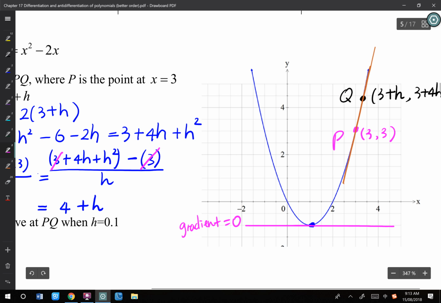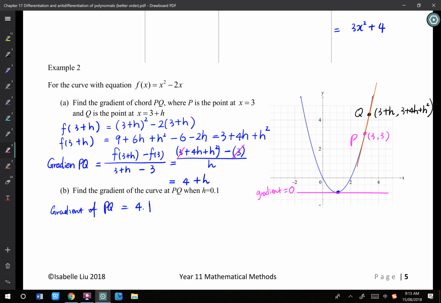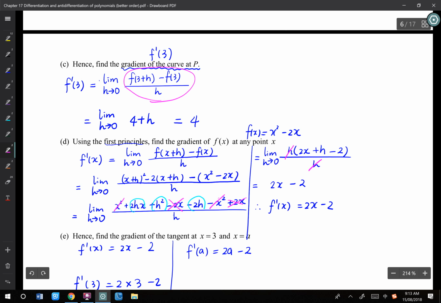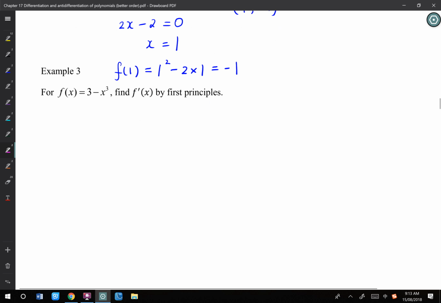Okay. So this entire question shows you both formulas, first principle and the gradient formula for any single point, like point A at 3 for this one, and then we use first principle again to find the actual gradient function, f dash x. So for the rest of the 7 minutes, I want you to try example 3 by yourself. But before we do that, let me ask you something.